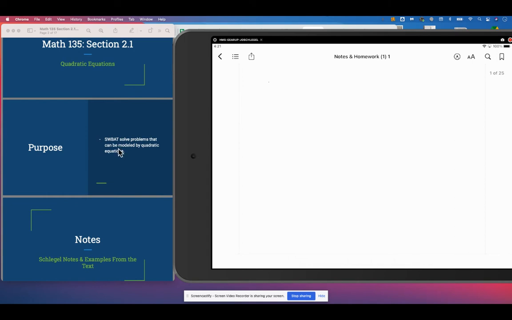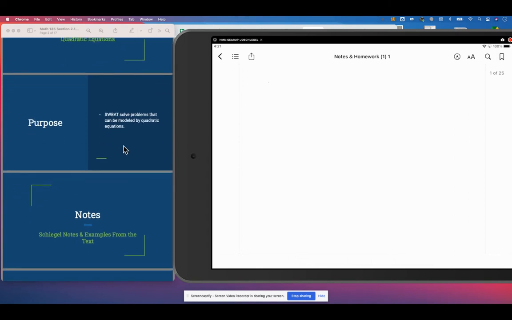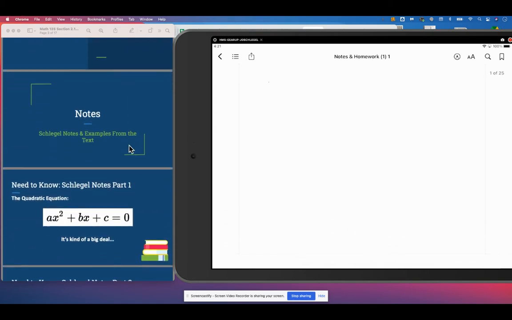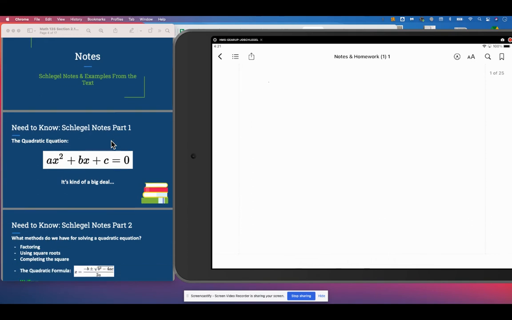So our purpose for section 2.1 here is that you will be able to solve problems that can be modeled by quadratic equations. Again, this course is an application course, not a course necessarily where we are learning how to do math, but where we are learning how to use math instead. So that being said, we will get started with the notes.